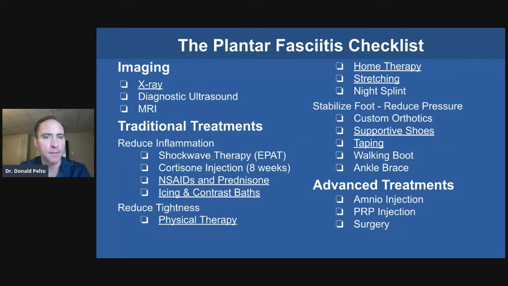Shockwave is the most common thing that we use these days. We are still doing some cortisone. I put 8 weeks because I don't like to repeat them for at least 2 to 3 months between the cortisone. And we have a lot of other things that we can do for patients. But for the most part, these are the treatments that I use for my patients with plantar fasciitis.